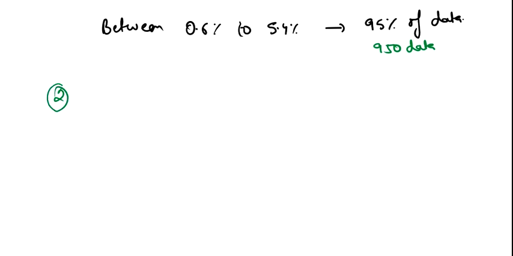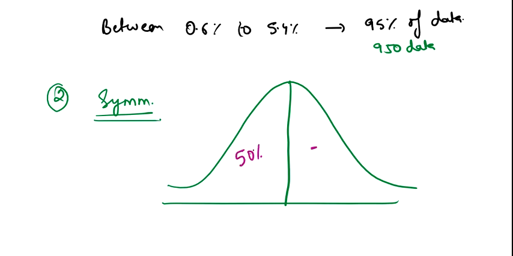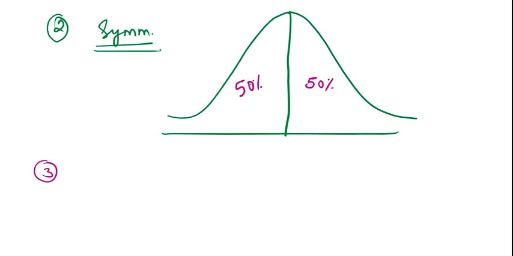Second, this one is symmetric. Now when I'm saying symmetric, what is the meaning? The meaning is that if this is your mean, then towards the left it will include 50% of the data, and towards the right it will include 50% of the data. Means it is symmetrical in nature. Clear? Third point, if it is a normal distribution, then your mean is equal to median is equal to mode. Mean, median and mode, they all are going to remain the same.